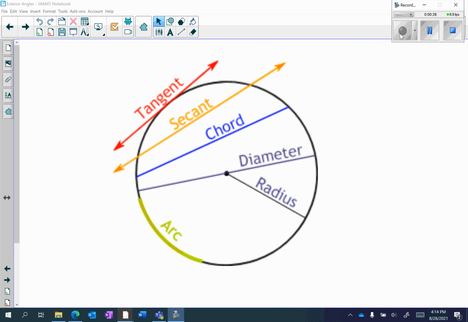In the circle, we have a visual representation of different lines. We have a tangent that touches the circle once on the outside, a secant that goes through the circle at 2 points, a chord, a diameter which goes from end to end, and a radius which is half the diameter. And then it also shows you what an arc represents. This is a great visual if you're confused on what the different lines represent.